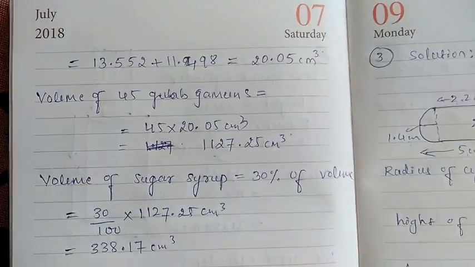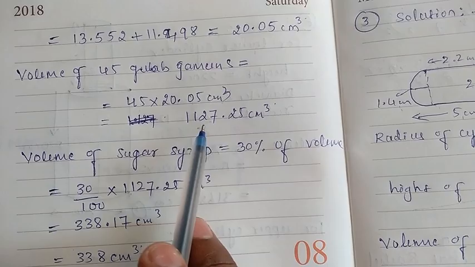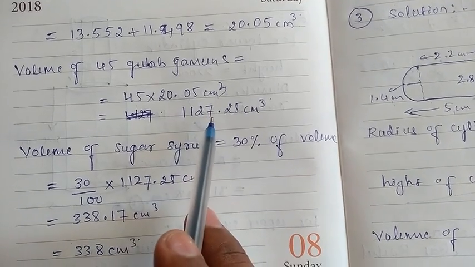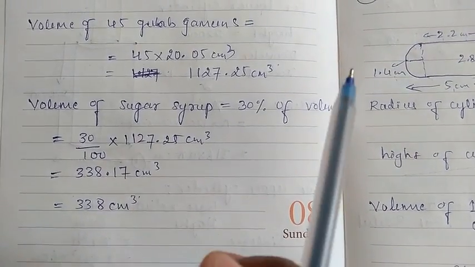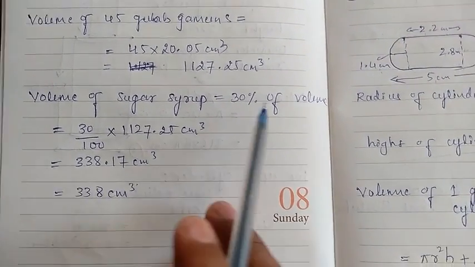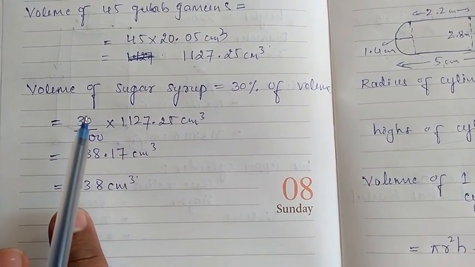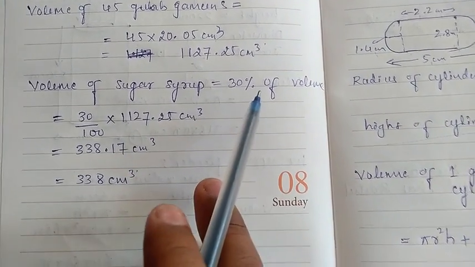So that is equal to, see how much you get here, 1127.25 centimeter cube, which is the total volume of the 45 gulab jamuns. They ask what is the percentage of the sugar syrup in one gulab jamun here. So the volume of the sugar syrup is equal to 30% of the volume.